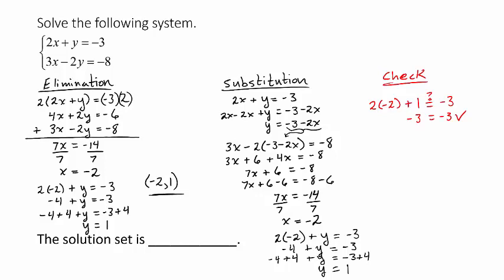Okay, and how about in the second equation? So we'd have 3 times negative 2 minus 2 times 1. Is that equal to negative 8? Well, we'd have negative 6 minus 2. Is that equal to negative 8? It sure is. So the x and the y value that we found have to together make each of the equations that we were originally given true statements. Okay, so the solution set is negative 2, 1 as an ordered pair.